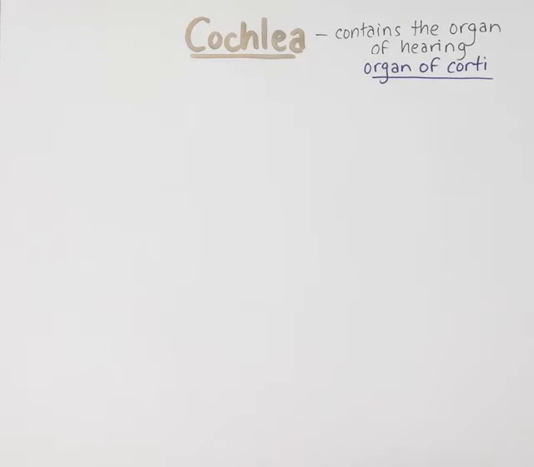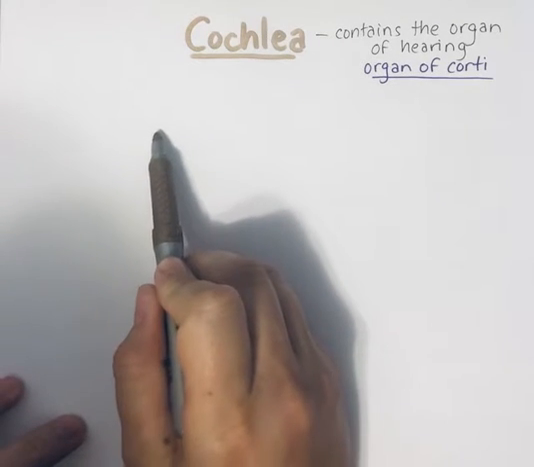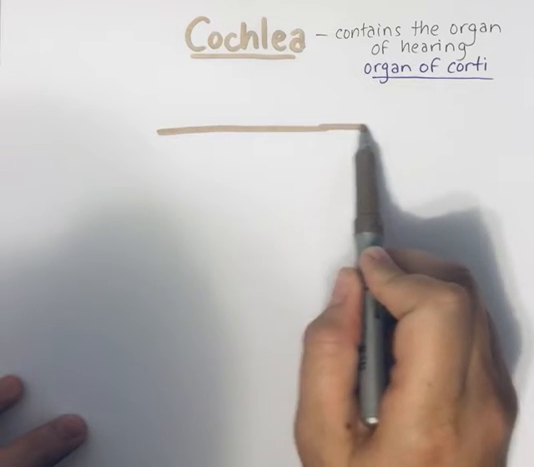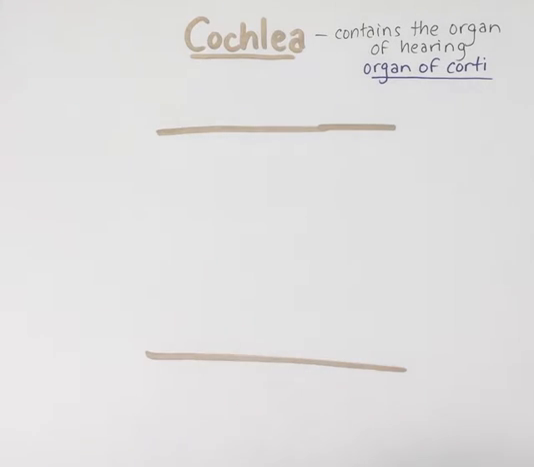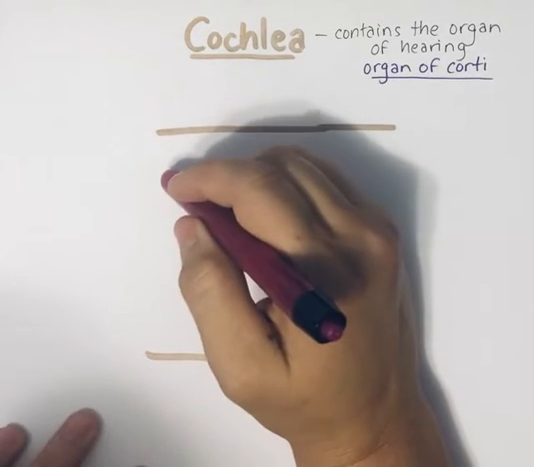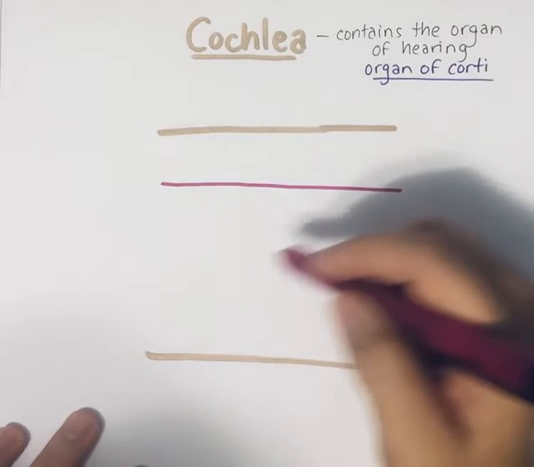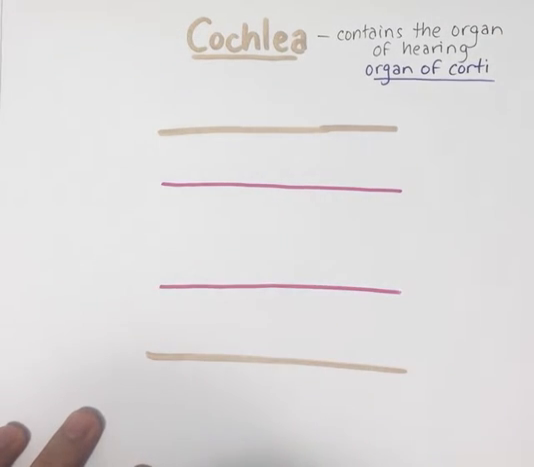You're always going to draw the 3 layers. So the top layer, scala vestibule, the bottom layer, scala tympani. And then you're going to have two membranes, which is going to make up your cochlear duct. So you have the vestibular membrane, and at the bottom you have your basilar membrane. Now, it's very important that you understand the three parts of the cochlea, because how we hear goes through a process which we call auditory transduction.